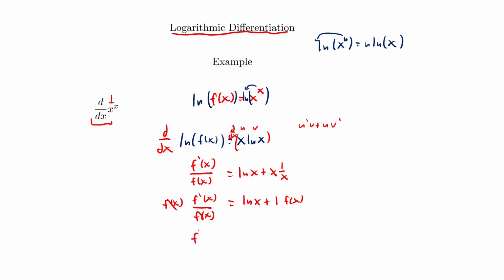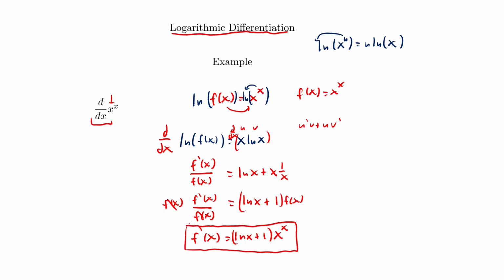I'm going to be left with f prime of x equals the natural log of x plus 1 times f of x. So this is going to be the natural log of x plus 1. And now f of x, if we look back up here, we said that f of x was x to the power of x, so we can just substitute that here. And this will then be our derivative.